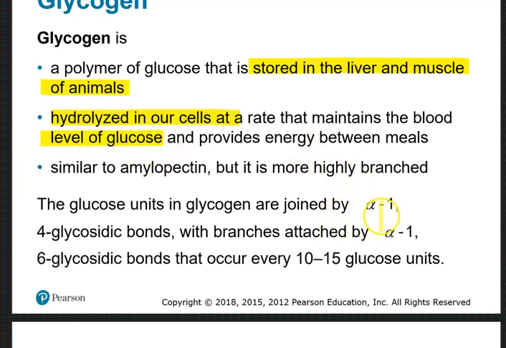It's more branched. Other than that, the glycosidic bonds are the same. Alpha 1,4 glycosidic bonds are responsible for the formation of chains, and alpha 1,6 glycosidic bonds are responsible for branching. Good? Make sense?